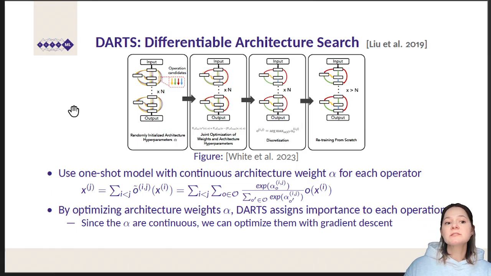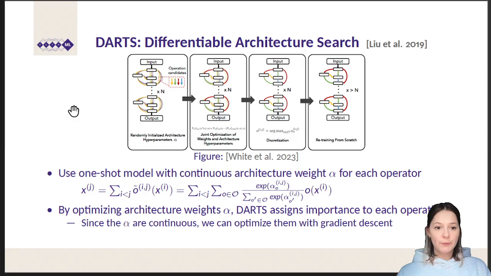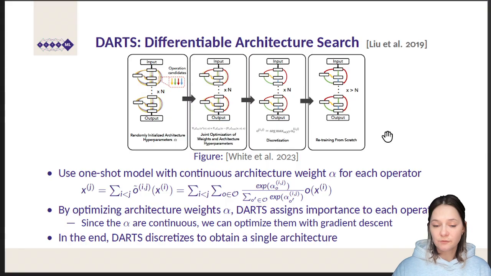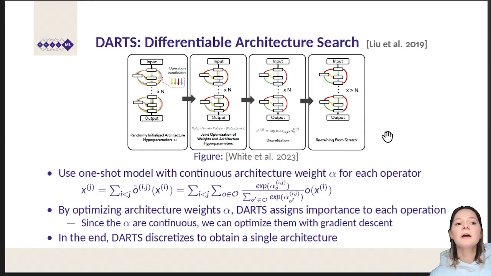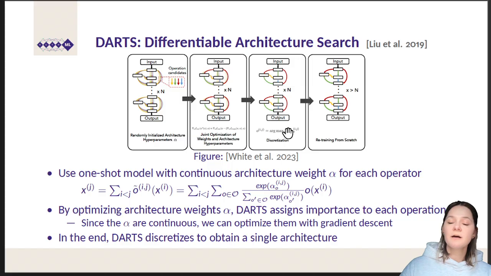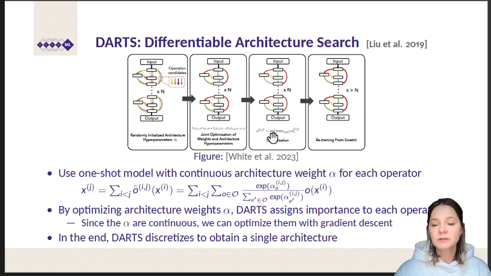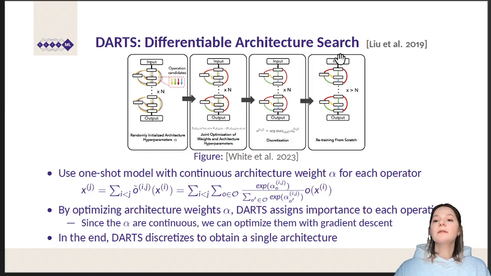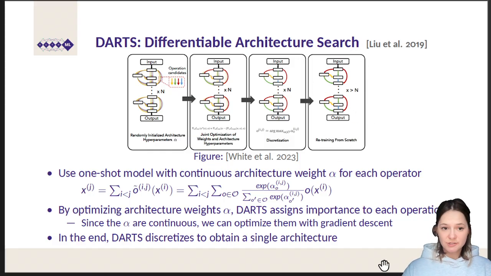However, in order to get a single architecture, which is our overall goal, we need to discretize this continuous relaxation. And at the very last step, we also do some retraining from scratch. So in order to actually get the discrete architecture, we just select the operation with the maximum value of alpha on each edge i j, which is the discretization step, which we can see here. So it's the argmax of the alphas. And then we retrain the discretized network from scratch.